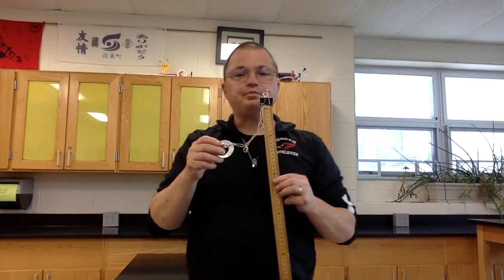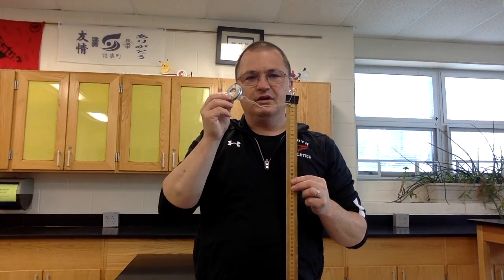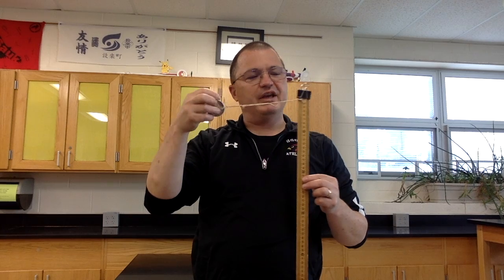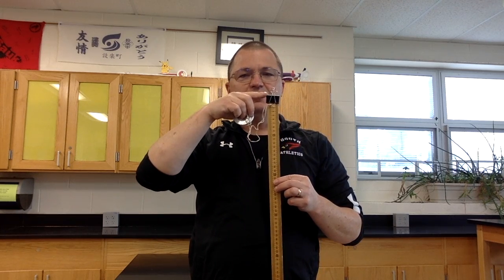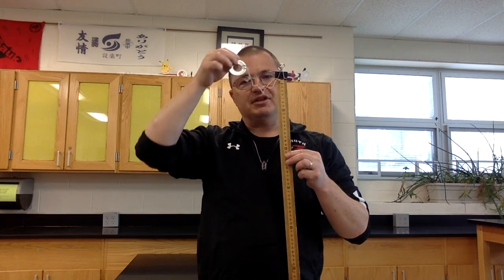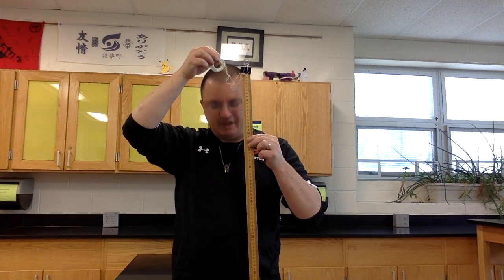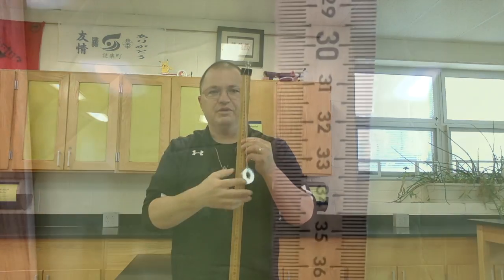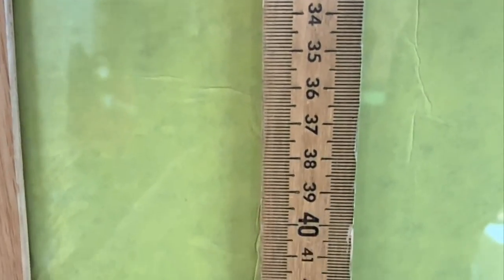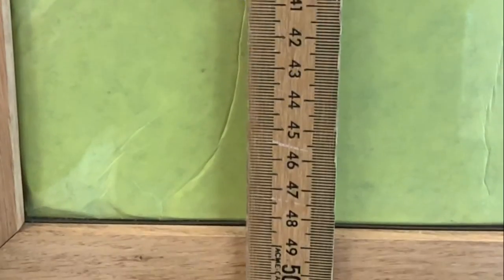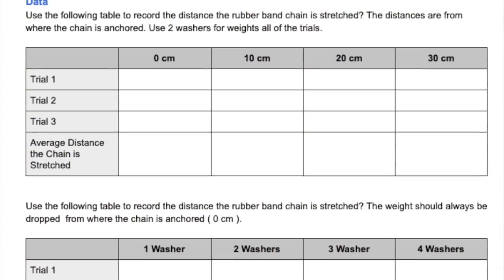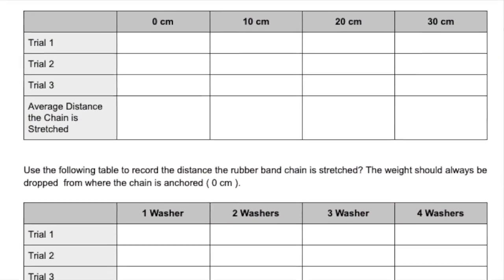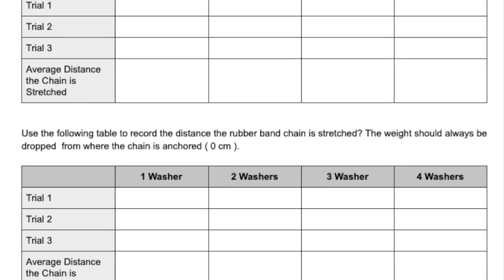All right. So what we're going to do is we're going to take the washers and tie them with the rubber band chain and clip them with the binder clip to the top of the meter stick. This way we can drop the weights like a bungee jumper dropping off a bridge and see how far they reach to. You watch how far it goes down the meter stick and you record those distances in your data table.